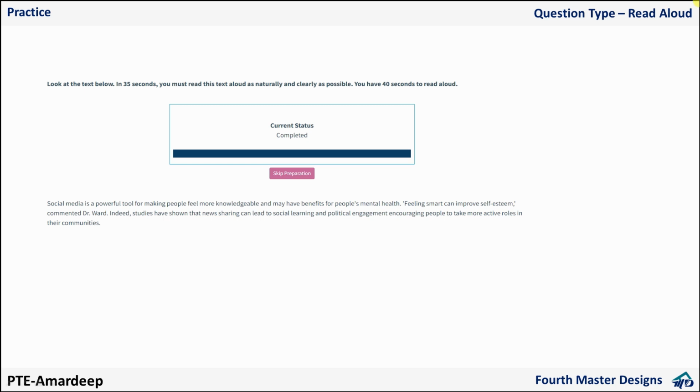Social media is a powerful tool for making people feel more knowledgeable and may have benefits for people's mental health. No, this is wrong. You cannot say like this. Okay, because my rhythm is not smooth here, and when your rhythm is not smooth, both pronunciation and fluency will be affected. So I hope everything is clear.